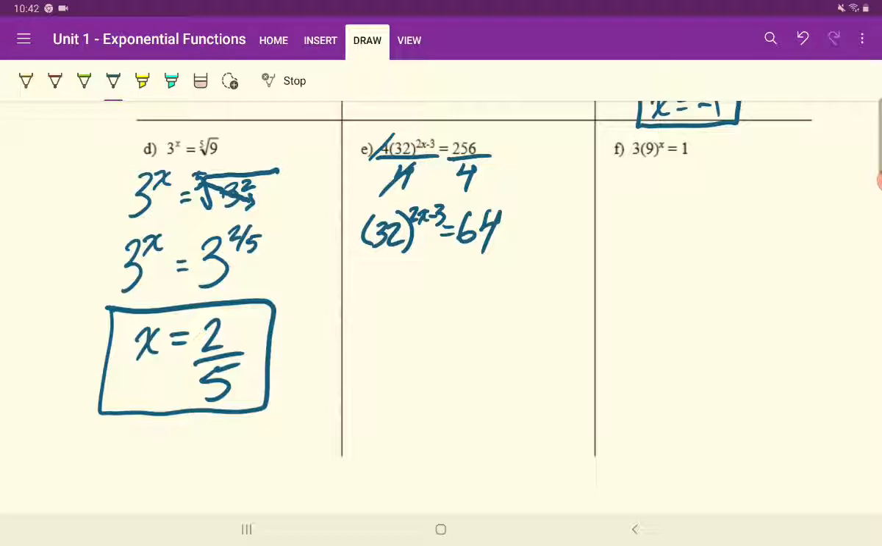Now, I don't have the same base there. Clearly, I have a 32 and a 64. So you have to think of a number, a common base that you can convert each of those into. Okay?